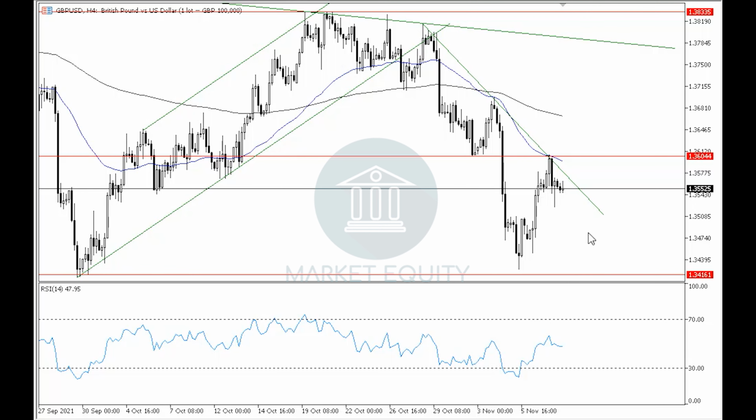One thing to note, however, is that if the pair breaks upwards to the downtrend line and breaks upwards to level 1.3605, it will be ending the current downtrend in the 4-hour time frame and will start an overall sideways movement in the 4-hour time frame. That was it for the British pound versus the US dollar. Let's move on to the Nasdaq index.